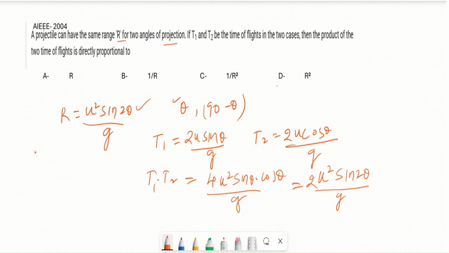And here also it is g square basically, right? g into g will get multiplied, so it is g square. So u square sine 2 theta by g we will replace with R, so it becomes 2 by g into R, right? R is u square sine 2 theta by g. So that's what I have taken. So it is 2R by g, right? 2 by g anyways is a constant, so T1 into T2 is proportional to R.